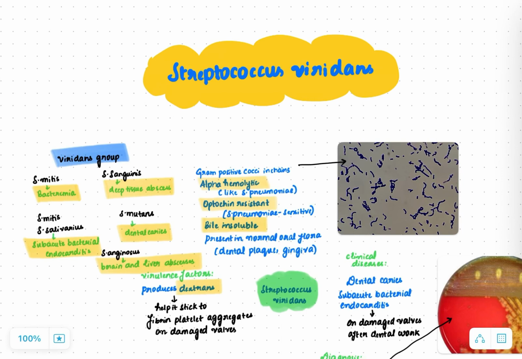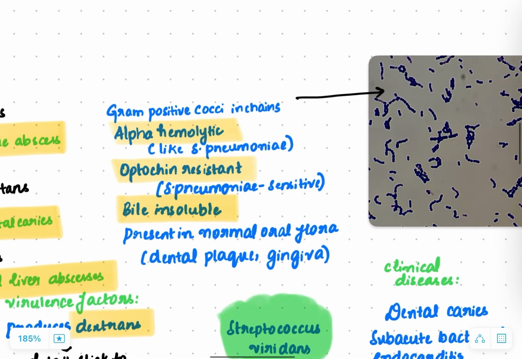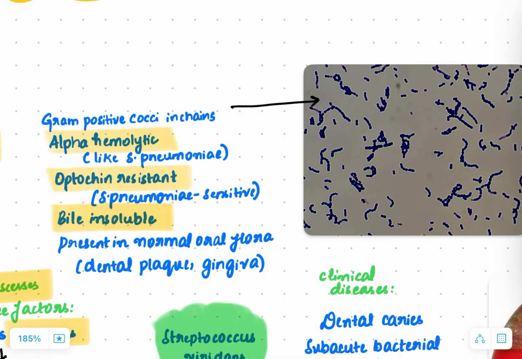Hello everyone, in this video we are going to discuss Streptococcus viridans. Streptococcus viridans is a gram-positive cocci arranged in chains. As you can see in this picture, it is also alpha-hemolytic, like Streptococcus pneumoniae.